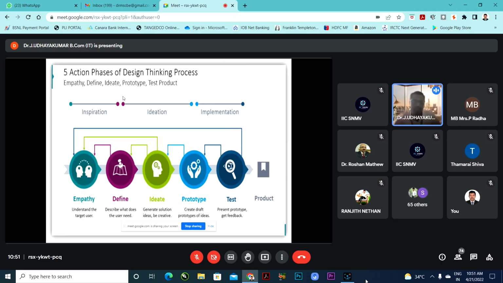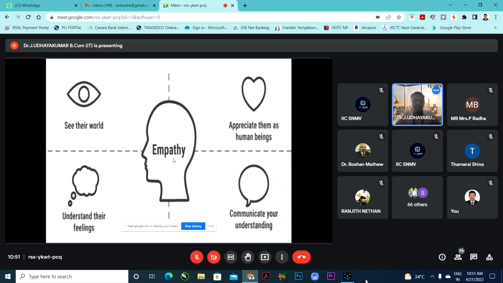If the feedback is not good, that is, if we get negative feedback, we have to start again from empathy, then define, then ideate, and then prototype, until we get the solution to the problem. We have to cycle through these 5 stages. Let me see one by one.